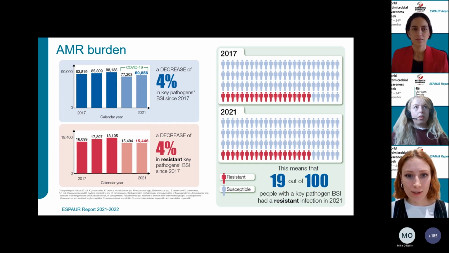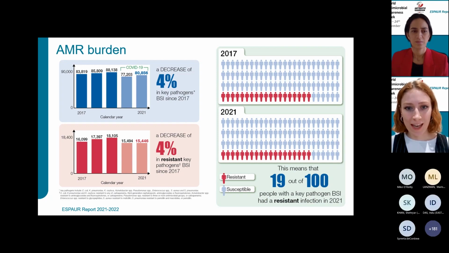The red graph shows the overall number of key pathogen bloodstream infections, and the blue graph shows the number of resistant key pathogen bloodstream infections. For both of these indicators, there was a 4% decrease between 2017 and 2021. However, prior to the COVID-19 pandemic, between 2017 and 2019, these indicators were both rising. This means that 19 out of every 100 people with a key pathogen bloodstream infection had a resistant infection in 2021. However, there was key regional variation. Next slide, please.